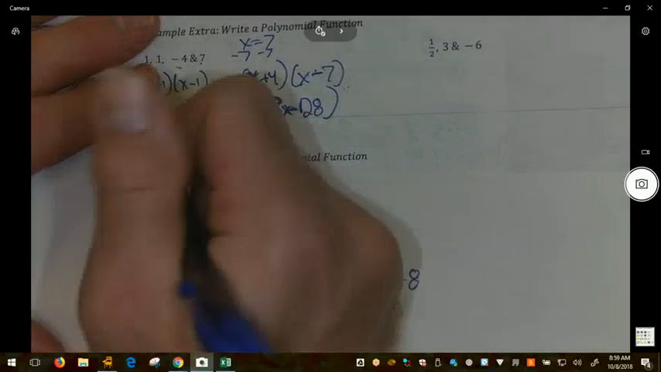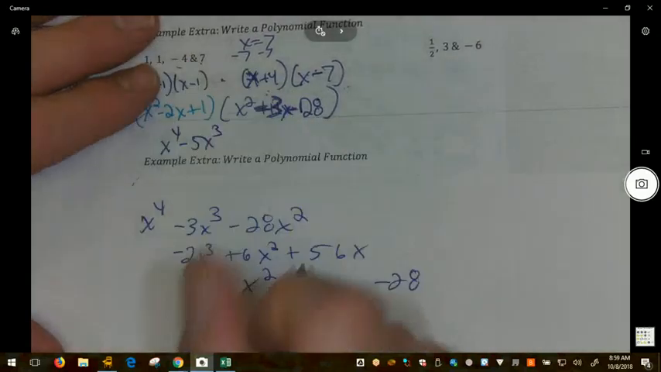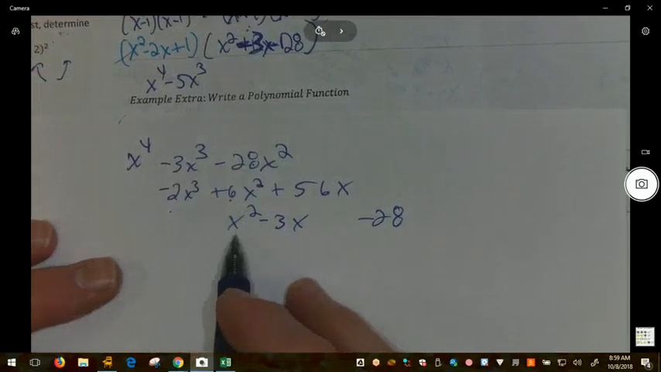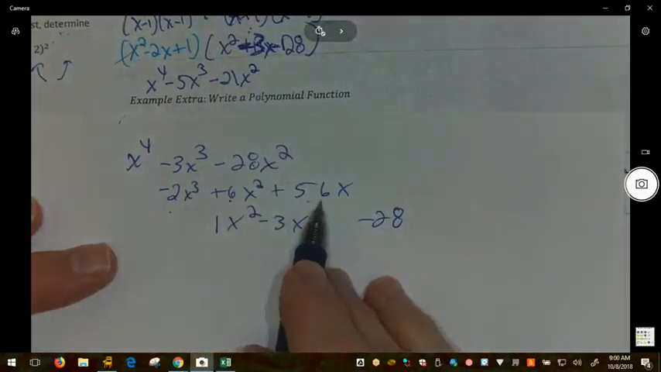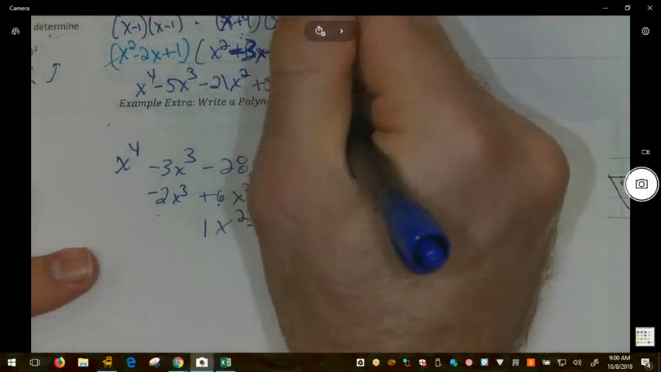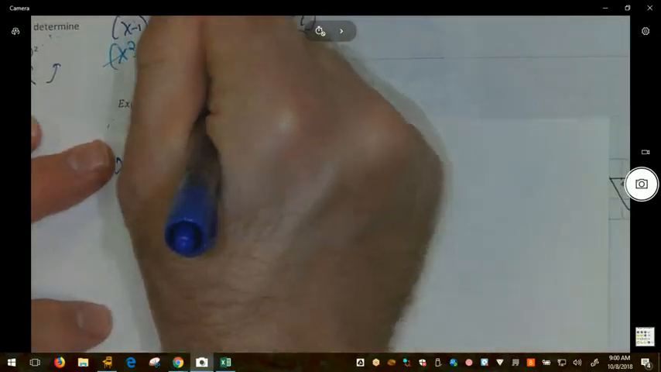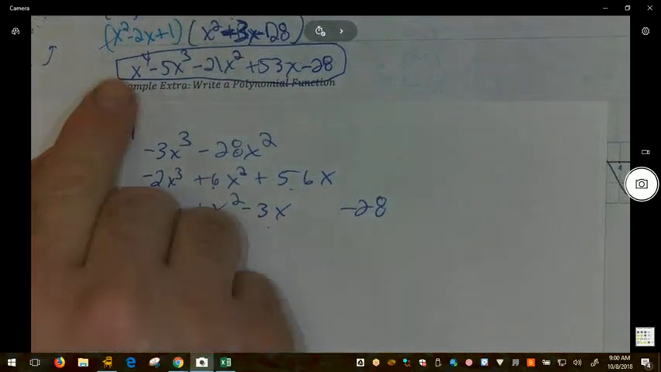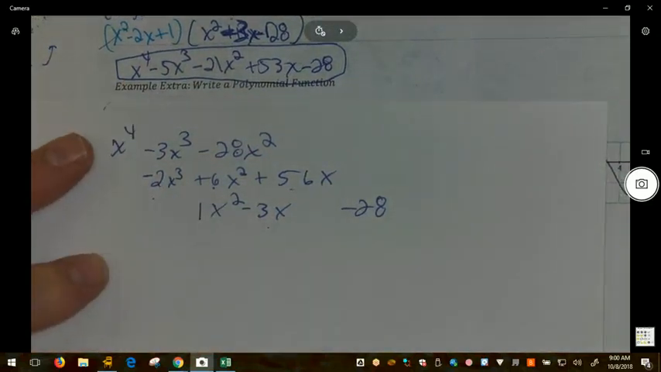giving me x to the 4th minus 5x cubed, negative 28 and 6 is negative 22, and another positive 1 would be negative 21x squared. 56 minus 3 is going to give me positive 53x, and then I have negative 28. So there's my polynomial function built from those 4 zeros. It is a quartic equation.